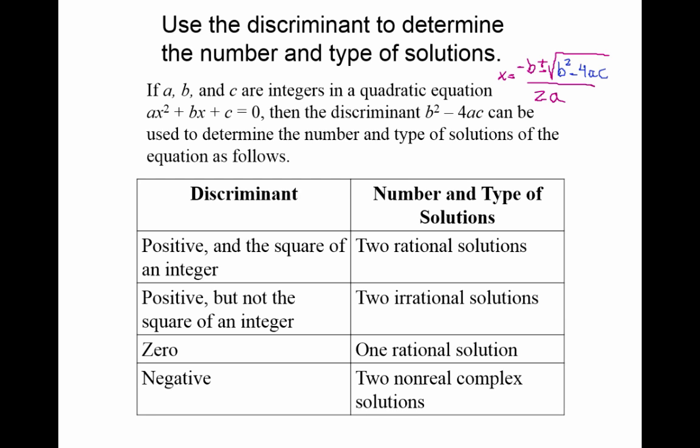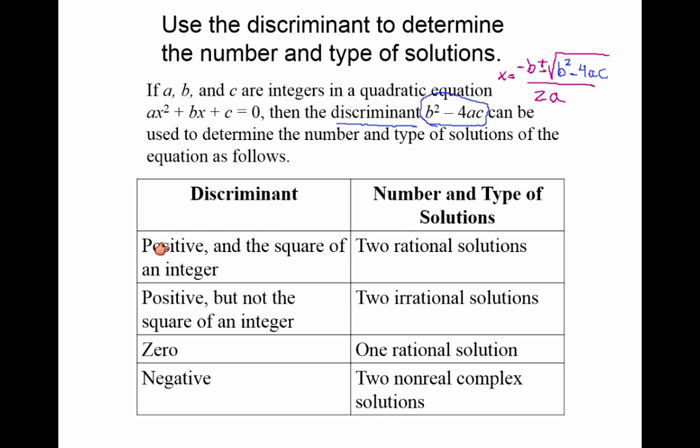So what we have under the radical helps us see what type of solution we get. That's what they call the discriminant, just the stuff under the radical. The term under the radical is b squared minus 4ac, and it helps us find out what type of solution we get.